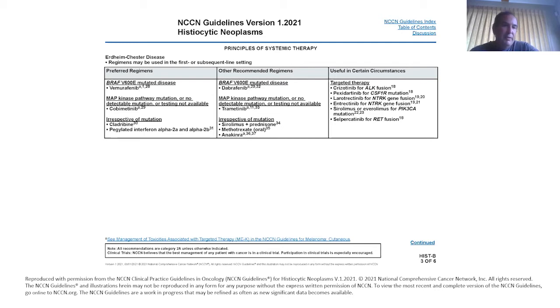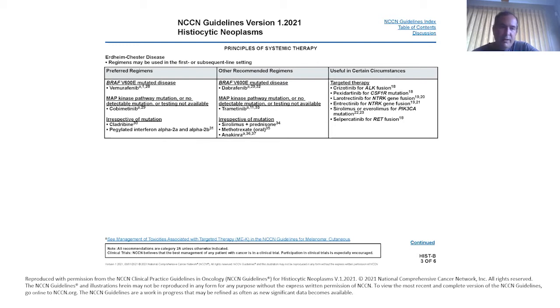So for patients in whom there's a demonstrable BRAF V600E mutation, BRAF inhibitors, not surprisingly, are commonly used. Vemurafenib, approved now by the FDA in Erdheim-Chester disease, is commonly used, although dabrafenib is also used, and I think it's not quite clear which of either is superior to the other, and I would consider both to be acceptable based upon patient and physician preference.